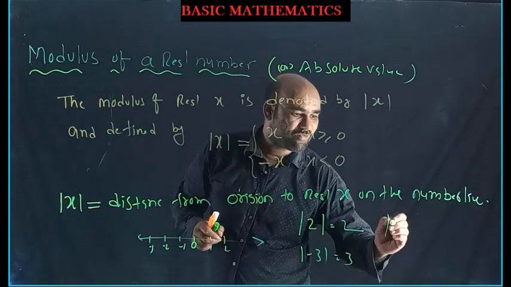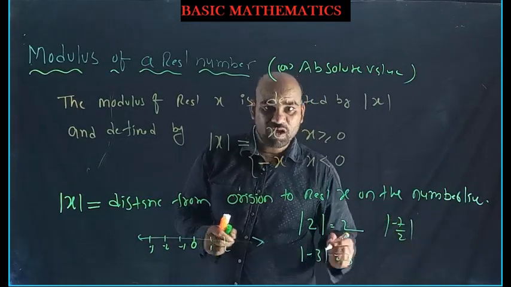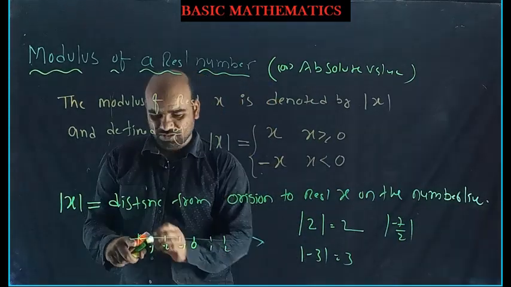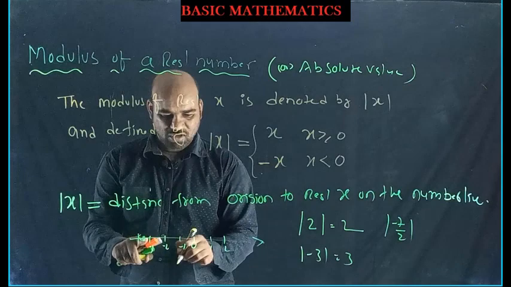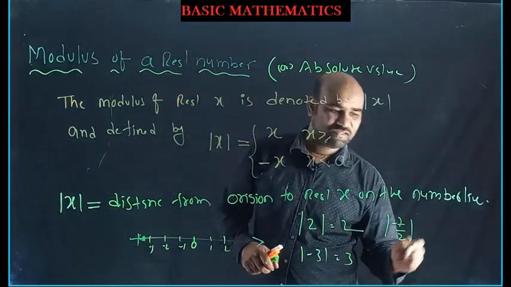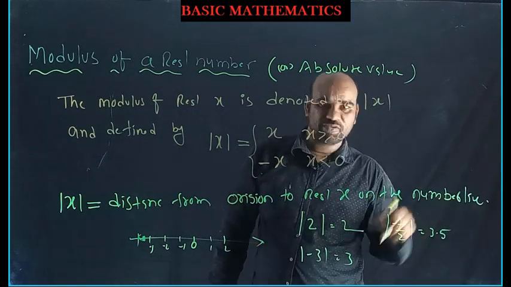So modulus of minus 7 by 2. Distance from origin to minus 7 by 2. Minus 7 by 2 is somewhere here, minus 3 point something. From origin to that point, the distance is 3.5. So mod of minus 7 by 2 is 3.5.